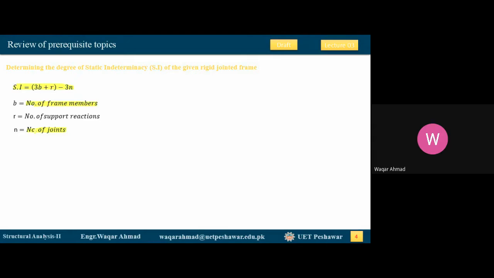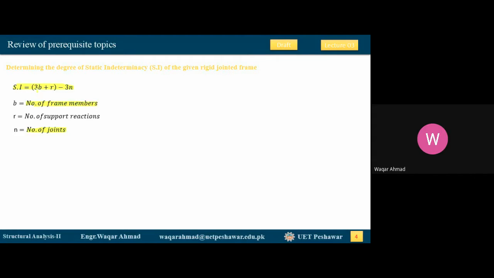So if you look at this equation, 3b plus r is giving you the total number of unknowns, whereas 3n is giving you the number of available equations. So the total number of unknowns, which comes from 3b plus r, if you subtract from it the total number of available equations, you know the remaining number of unknowns, that is, how many unknowns remain which cannot be solved using the available equilibrium equations.